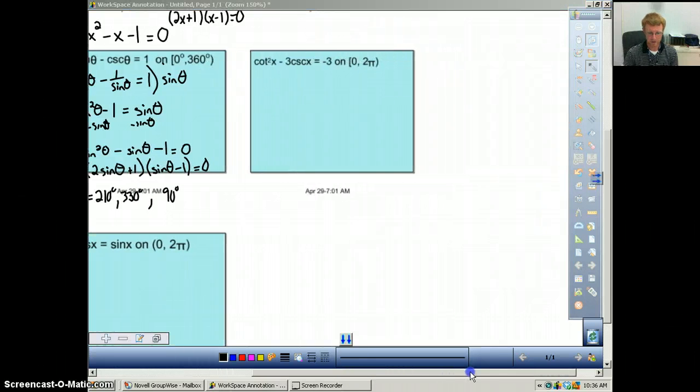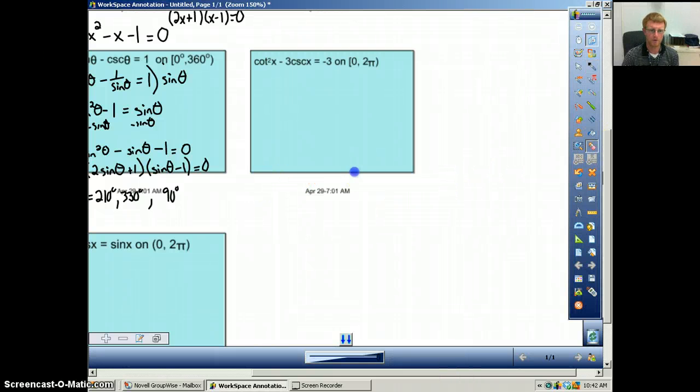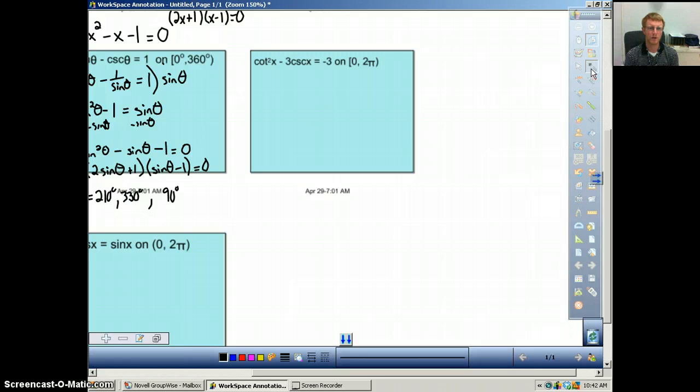Okay, next one. This one's a little bit more of a difficult problem, and part of it is just being able to recognize what we want to do. There's one trick to this problem that we need to be aware of. The idea here is that we need to realize what we want to put it in terms of. Obviously, cotangent squared and cosecant are not the same thing. So we need to get it as close as we can. So what we're going to do is get this in terms of cosecant.